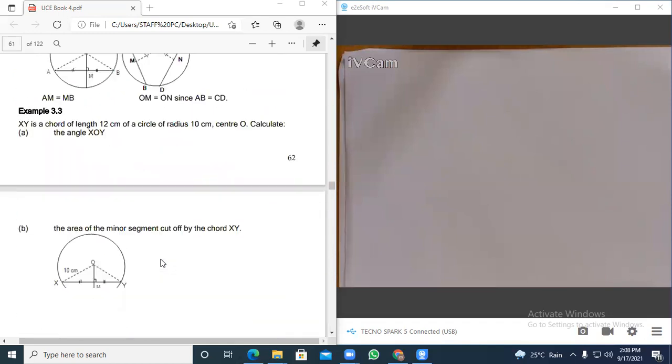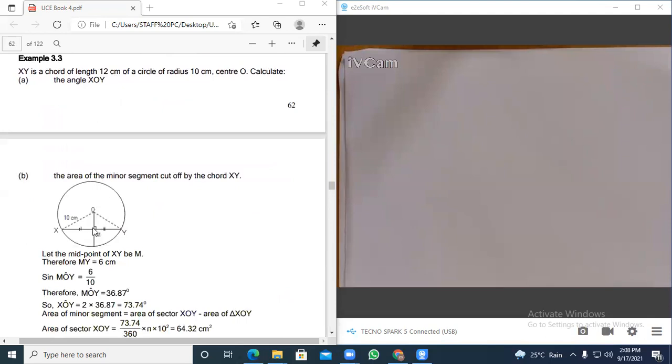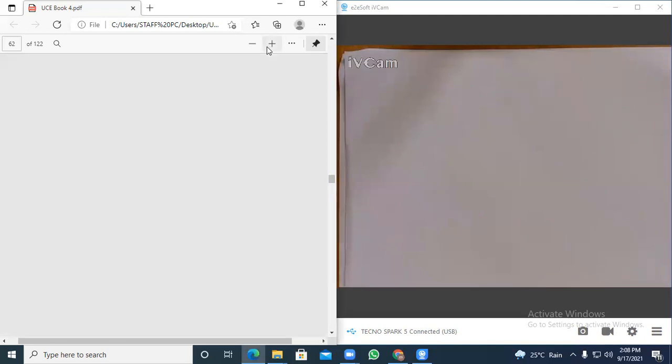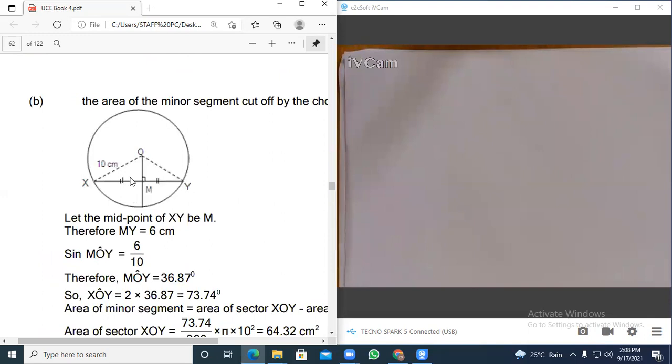Okay, so we had a question. The other question we had was about this kind of sector, and then the triangle. We say that the triangle which will be formed is the triangle OXY. If I may zoom in there for you very well, you see. So triangle OXY.